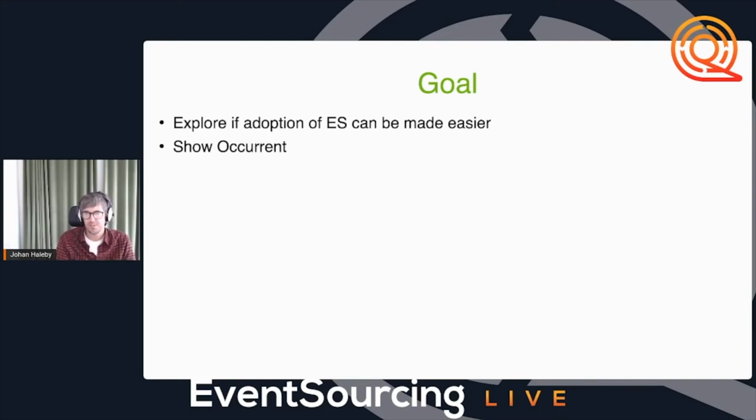So I started thinking of ways, how we could perhaps introduce event sourcing more gradually into an existing code base, or a new code base for that matter, but in a way that resembles how we normally do things. So this is one of the things that we're going to explore in this talk. And another goal is that I really want to present a library that I've created called Occurrent that makes use of some of these ideas in practice.